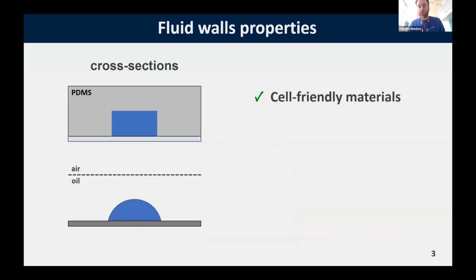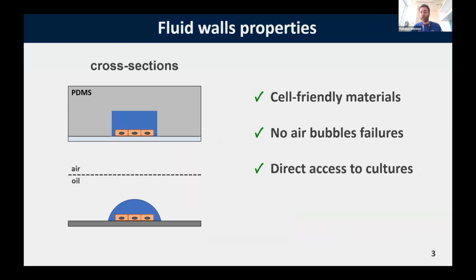This has some benefits, including using only materials that have been widely used by biologists in the last decades, without the need of any additional materials that were not part of biology before. We never have air bubble failures, simply because air bubbles can float away and burst into the atmosphere. And we can have direct access to our cell culture everywhere inside the microfluidic device without the need of annoying or complex inlet and outlet designs.